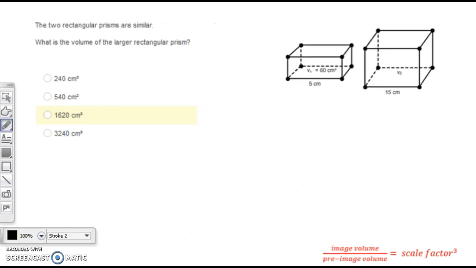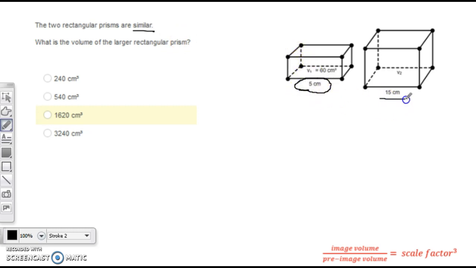All right, let's try another one. The two rectangular prisms are similar. What is the volume of the larger rectangular prism? Since they're similar, again, they have to have a scale factor. They have to multiply by something. So let's figure out our scale factor.